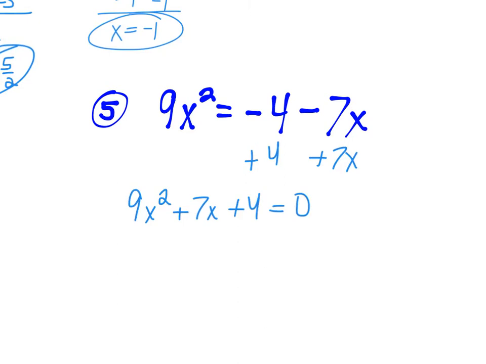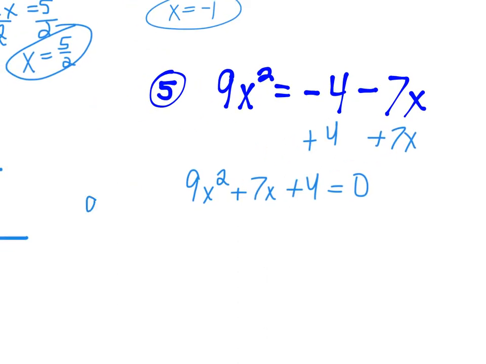We have to have everything. Remember, it goes x squared, x, and a constant. So now you can identify your a, b, and c. What's my a? 9. What's my b? 7. And what's my c? 4. Okay, the numbers might get big here, but you're fine.